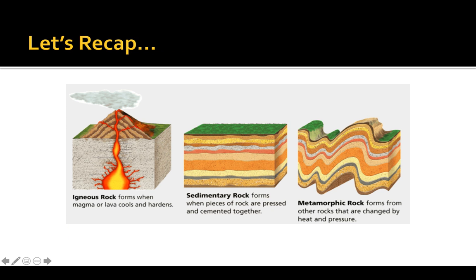So let's do a quick recap. Igneous rock forms when magma or lava cools and hardens, and it can cool and harden either on Earth's surface or beneath Earth's surface, and then be brought up through the processes of weathering and erosion. Sedimentary rock is going to form when pieces of rock are laid down in layers at Earth's surface or very close to it, and then get compacted and cemented together. And then metamorphic rocks form from sedimentary rocks, igneous rocks, or other metamorphic rocks that are exposed to extreme heat and pressure.